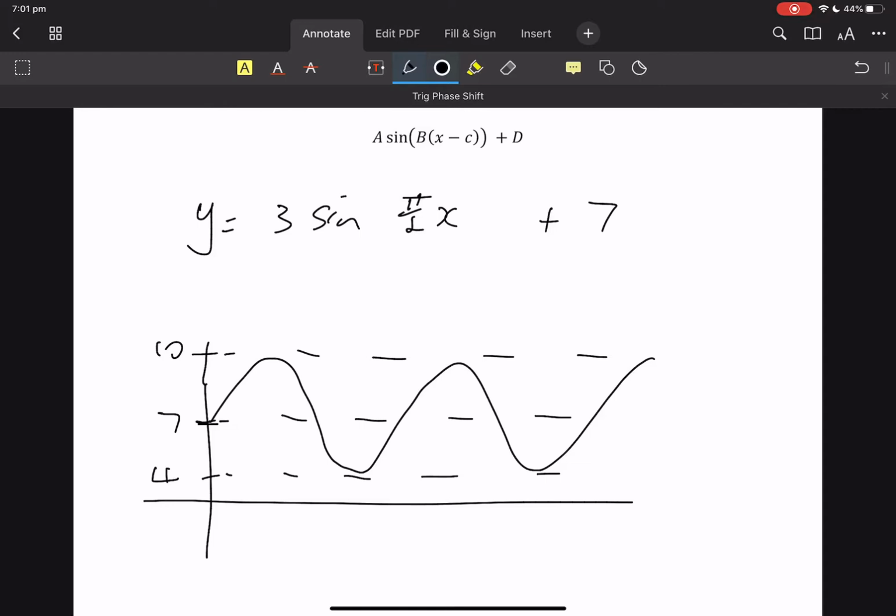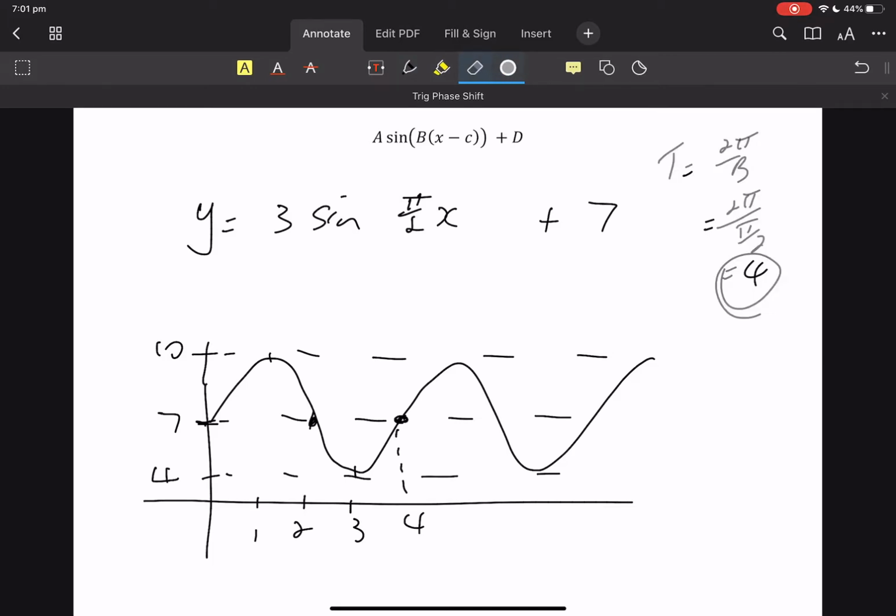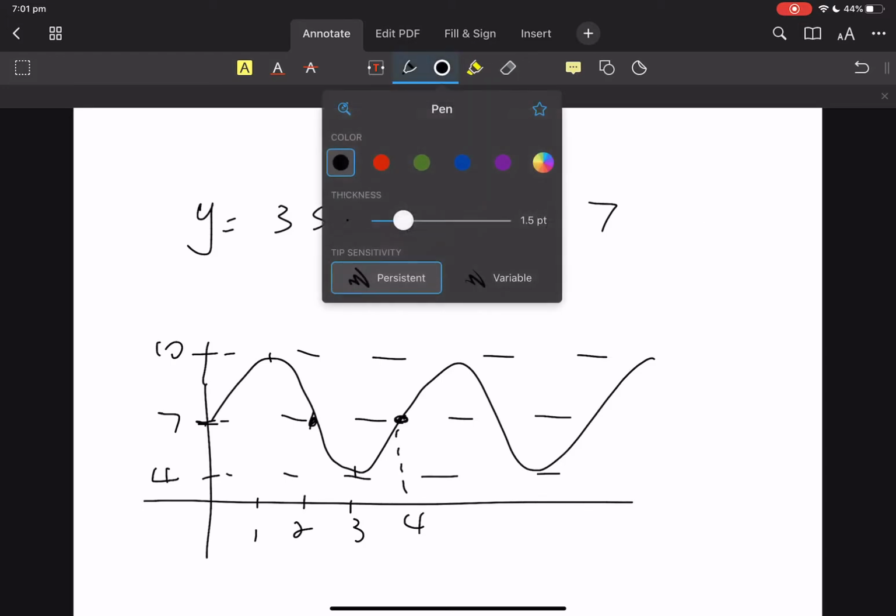There we go. We need to put in T equals 2 pi on B. B is pi on 2, so that's 4. So that's 4. That's 2, 3, 1, 0, blast off. Okay. So that was easy.